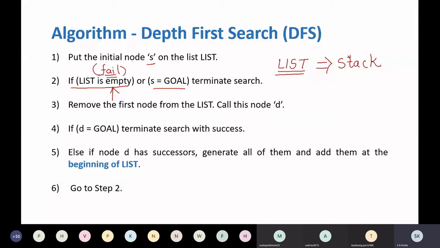So there does not exist a solution. That might be the case. The thing that you are searching is not present here. So that is the empty case. If the list is empty, then the algorithm will terminate and it will return failure in that case.